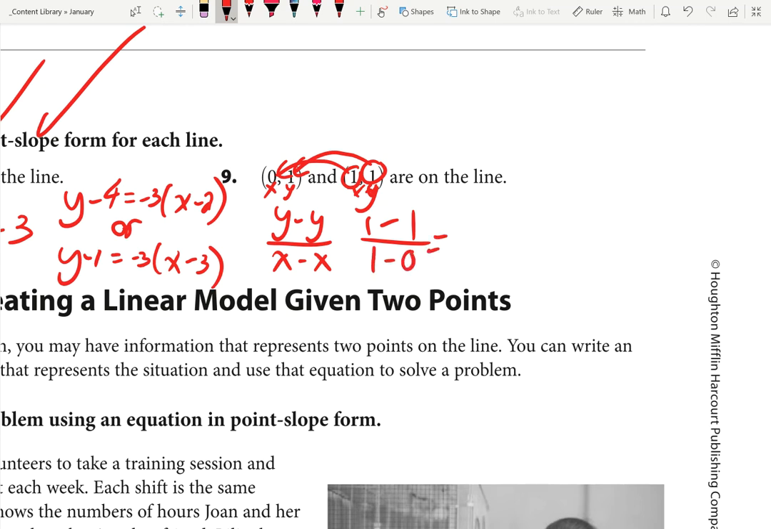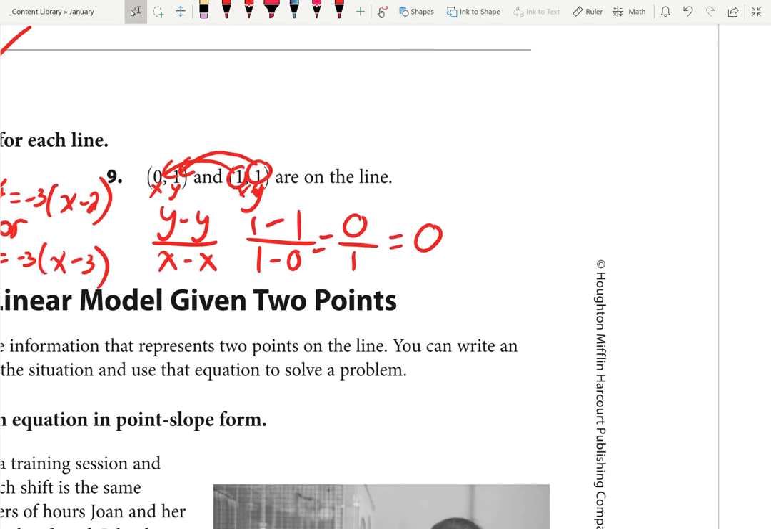So I calculate 1 minus 1 on top is 0, and then 1 minus 0 is 1 on the bottom. Now again, it looks like a fraction, but 0 divided by 1 is still the number 0. So my slope is 0. So I have my slope and I have 2 points to pick from. These are what your 2 possible answers could look like, just depending on which point you use. If you use 0, 1 as your point, your answer would look like this: y minus 1 equals 0 times (x minus 0).